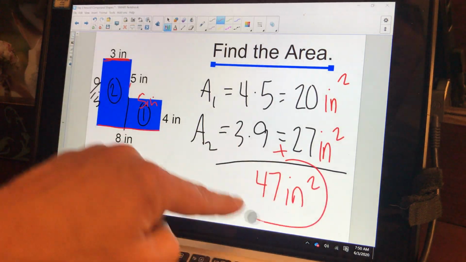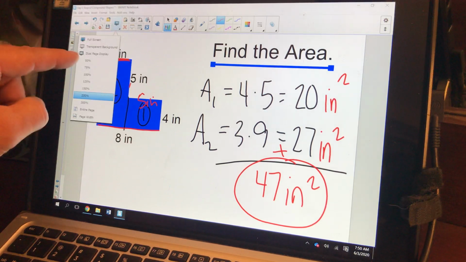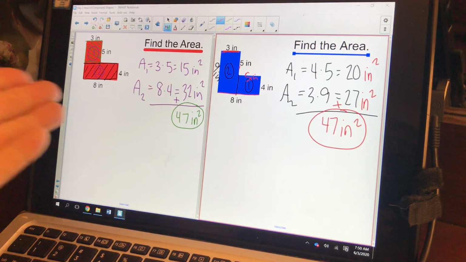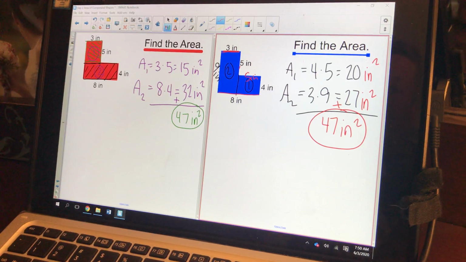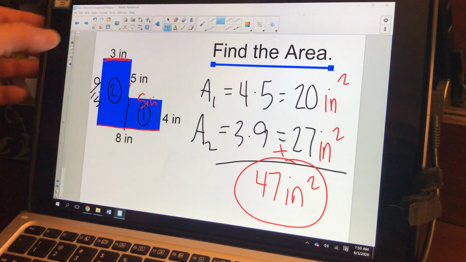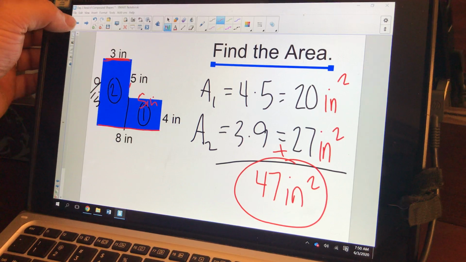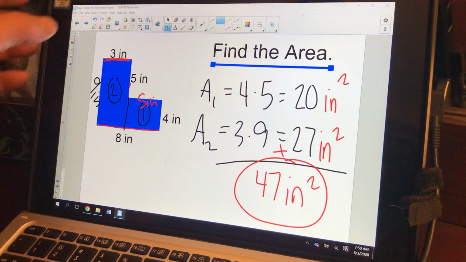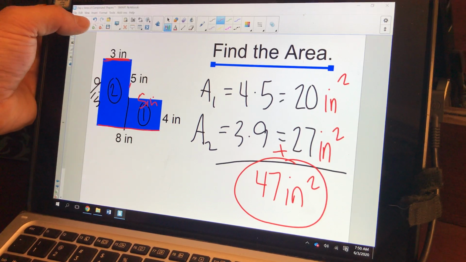So yes, we got the same answer for both of the last ones. One way, cut it across. Another way, cut it vertically. And either way should get us 47 inches squared. Now, if you need to pause, if you need to rewrite that down, go ahead. If you found that one way is better than the other and you only wrote one of those two ways, that's fine with me too.